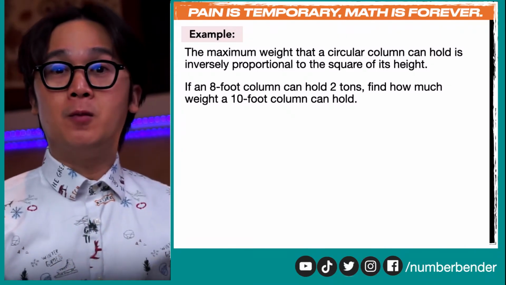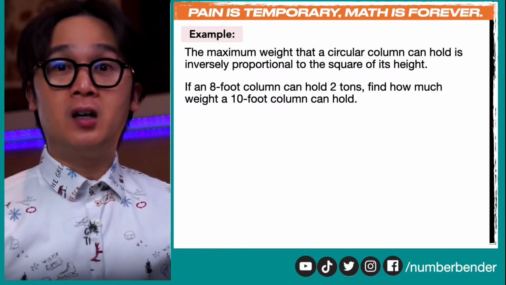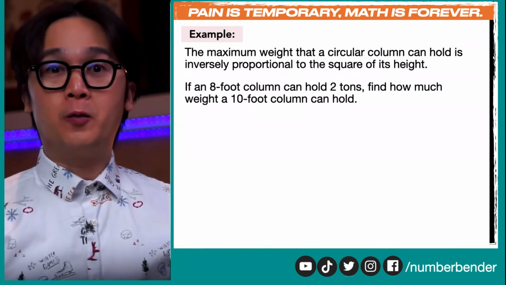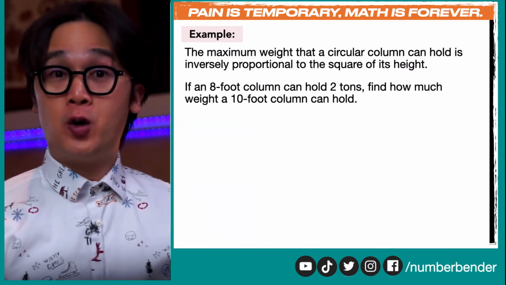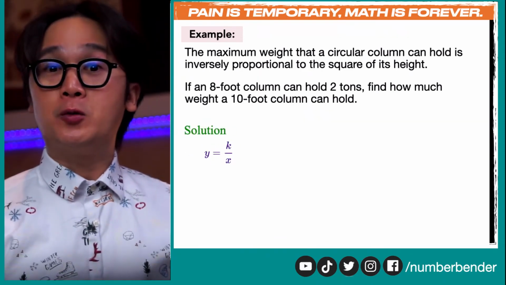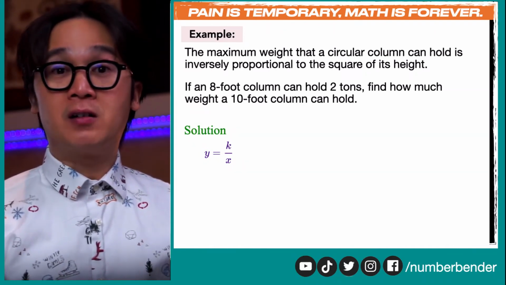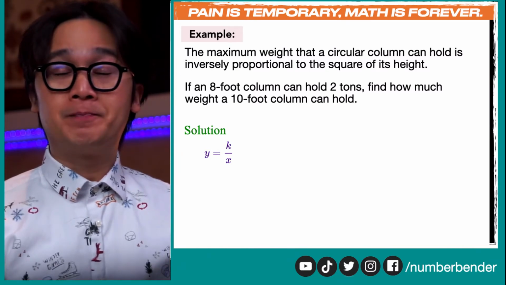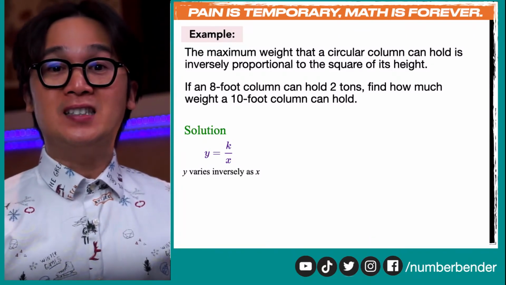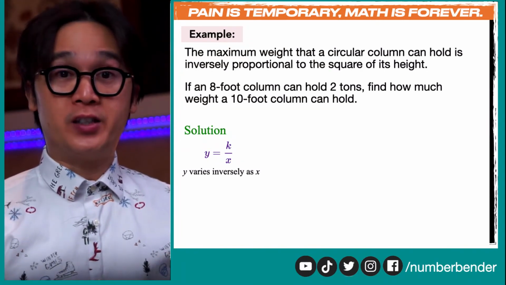We have the maximum weight that a circular column can hold is inversely proportional to the square of its height. So that is going to be our first clue, which is establishing the formula that we're going to be using, and we're seeing inversely proportional. So that means we're going to be using this formula. Since y is equal to k over x is the general formula for inverse variation, in words, we say it as y varies inversely as x, given that we know the constant of variation.